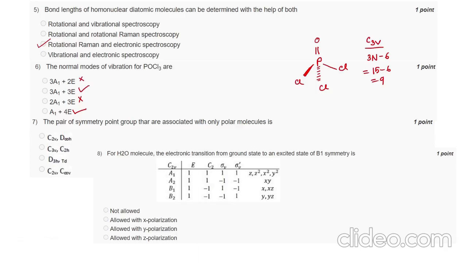These are not, but this is correct. But out of these two, which one? So mathematics doesn't help us there. So we have to again look at the symmetry.